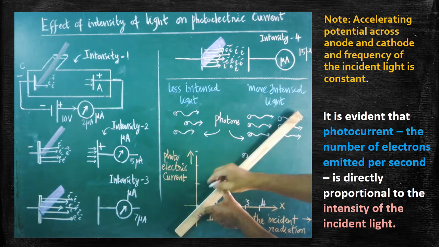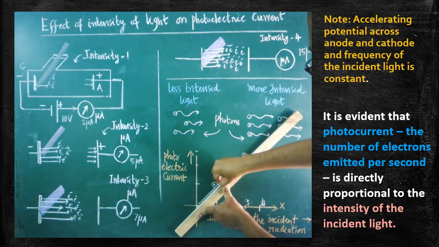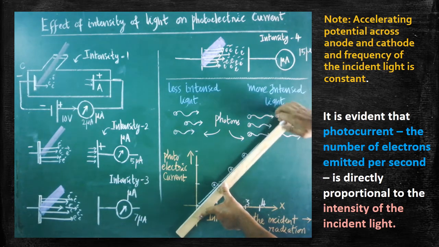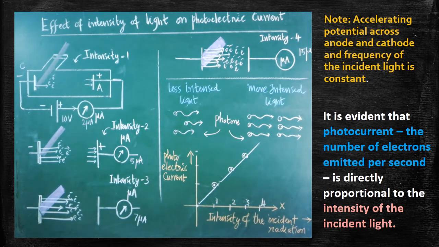Are you clear? So that straight line shows that the graph is linear, and finally the conclusion is, when the intensity of the incident radiation is increased, photoelectric current also increases. So that is the conclusion of the topic. Okay. So this is the first thing you have learnt, basically the link between the intensity of the incident light and photoelectric current. Okay.